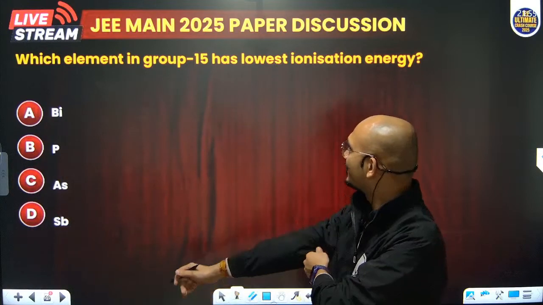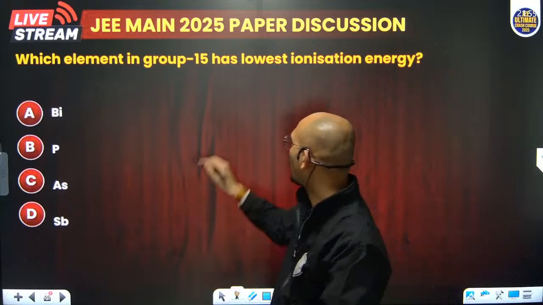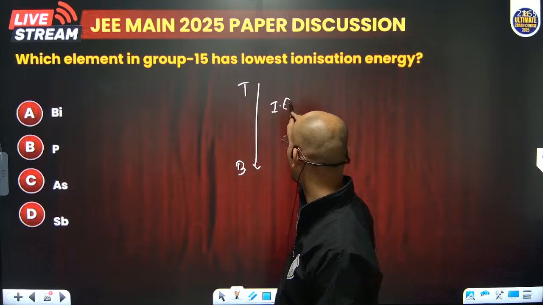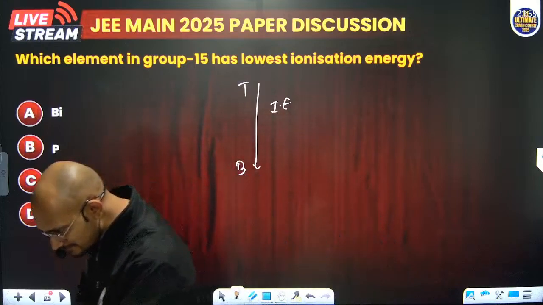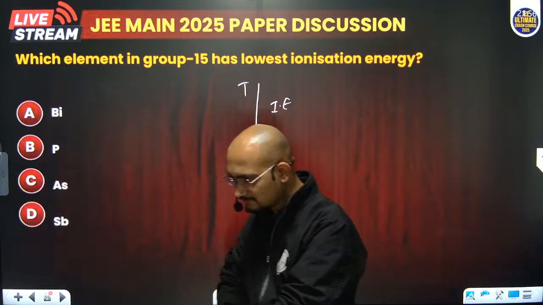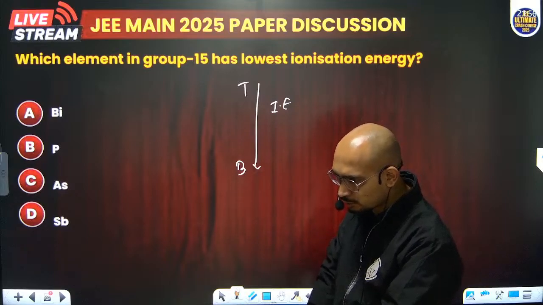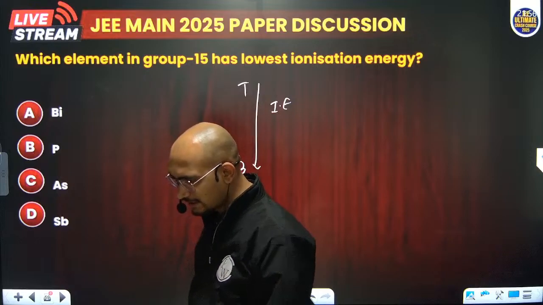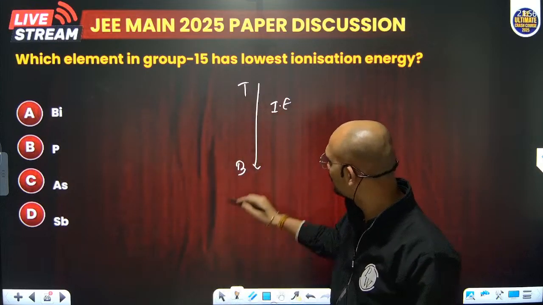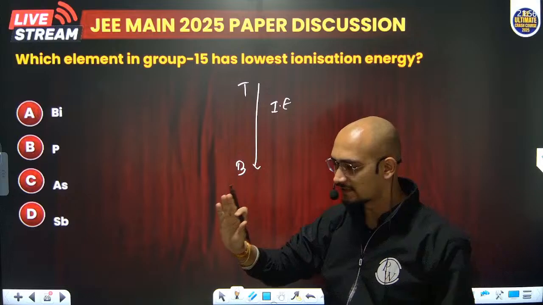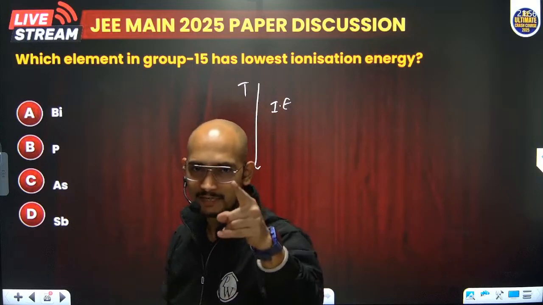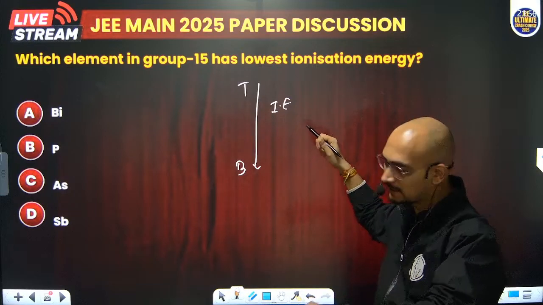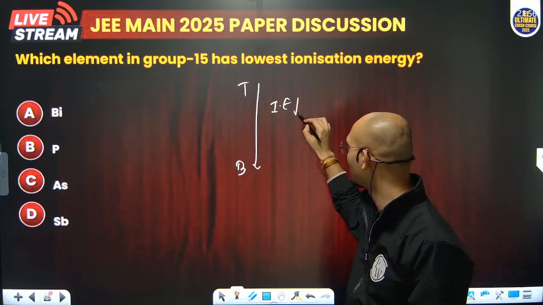So will it increase or decrease? From top to bottom, if we go from top to bottom, does ionization energy increase or decrease? I hope everyone knows about it. As we know, as we go down, the metallic property generally increases, and as the metallic property increases, the tendency to donate the electron also increases. So removal of the electron becomes very easy. So therefore ionization energy becomes less.